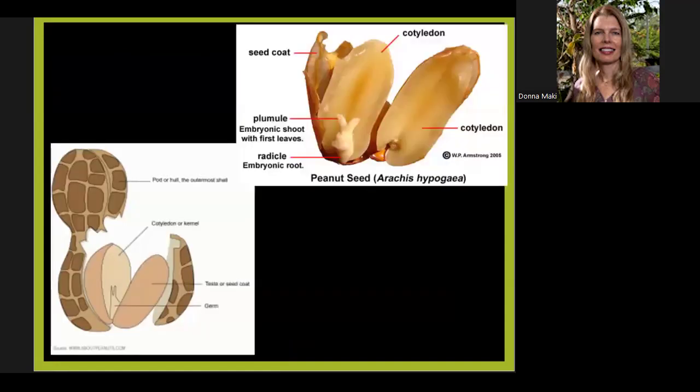So basically, when you eat one of these dry fruits, most of what you're eating is cotyledon tissue, big fat cotyledons that are going to nourish the baby sporophyte.